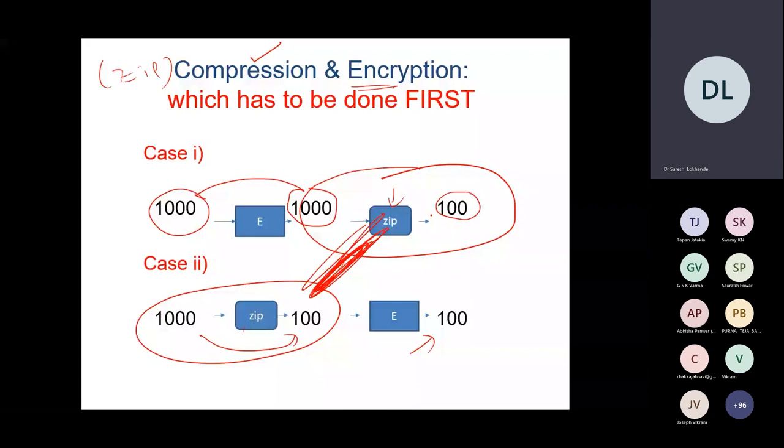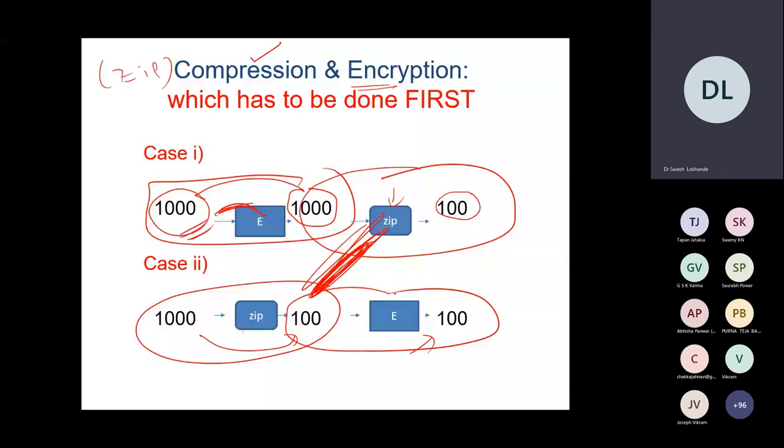Whereas if you look at this part, here you need to encrypt 1000 bits. So from this, what do you understand now? Here you need to encrypt only 100 bits. So that is the reason in the real world, we always first compress and then go for the encryption. You need to remember this.